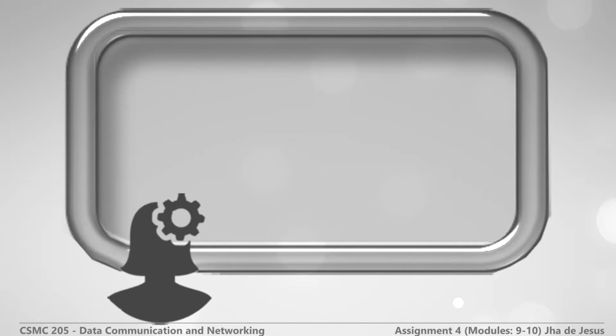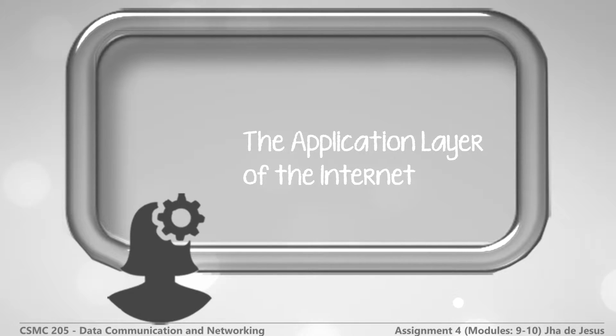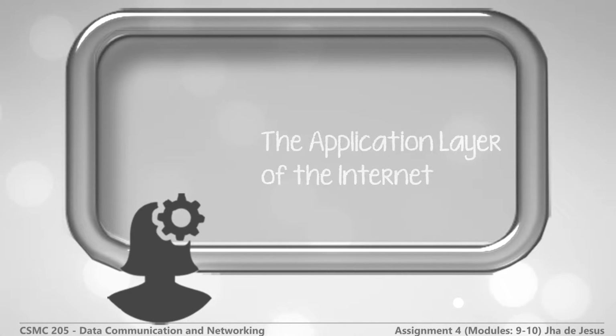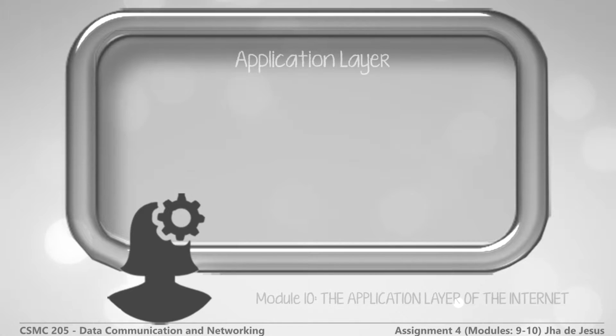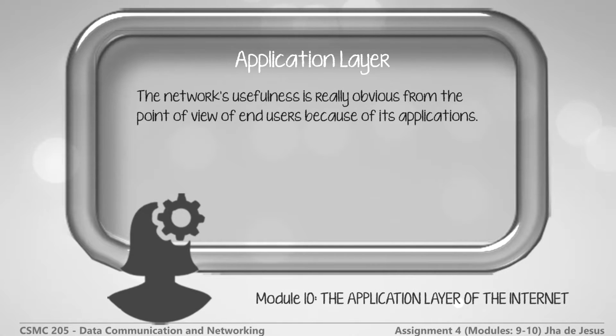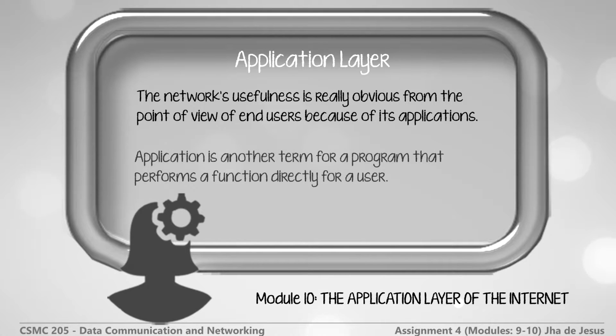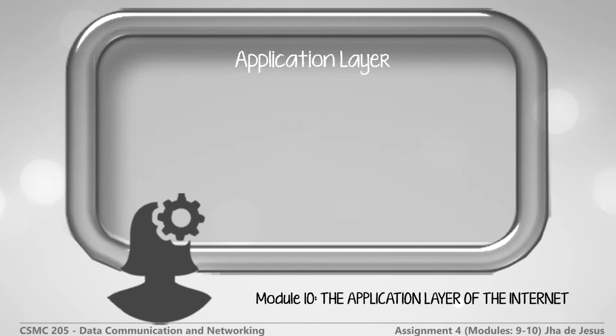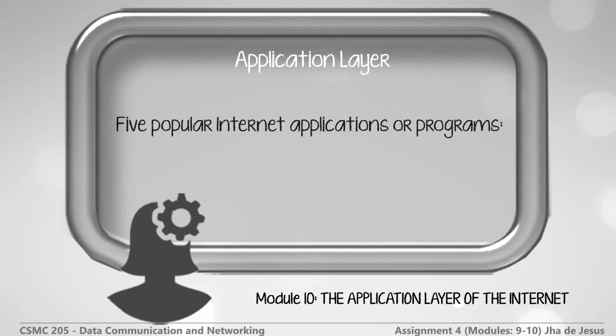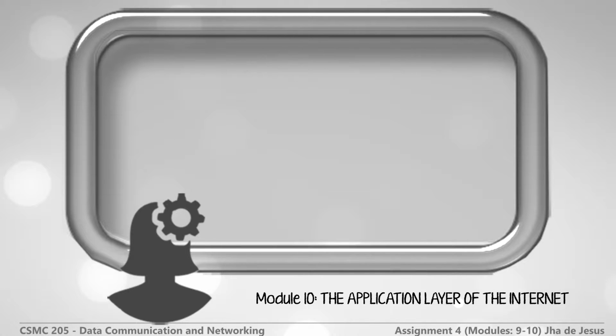The last topic of this discussion is about the application layer of the Internet. In this layer, the network's usefulness is really obvious from the point of view of end users because of its applications. Application is another term for a program that performs a function directly for a user. This layer will explain 5 popular Internet applications or programs. Let's start with the domain name system.